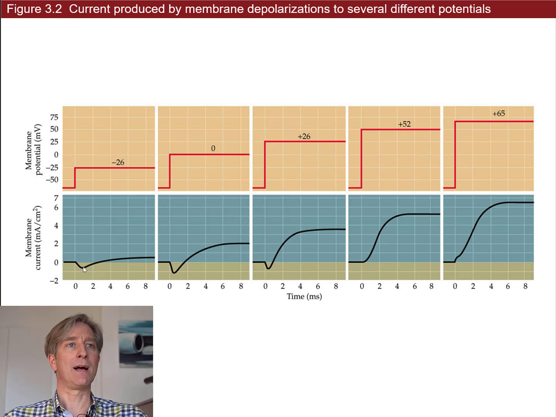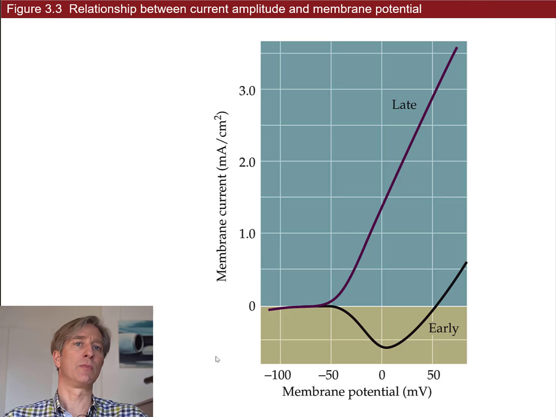When you now just plot the amplitude of this transient current and the steady amplitude of the delayed current, you get these two curves as a function of membrane potential. Below -50 millivolts, you get essentially no current, and the transient current starts increasing, becomes a negative inward current, and for some voltages around 50 millivolts, it becomes actually a positive current. And the late current is just increasing, always positive. So these are the two currents, and as we're going to see, they are subserved by two different ions.